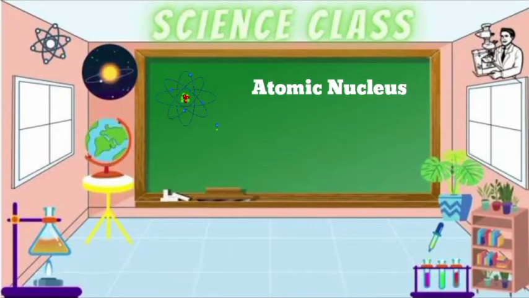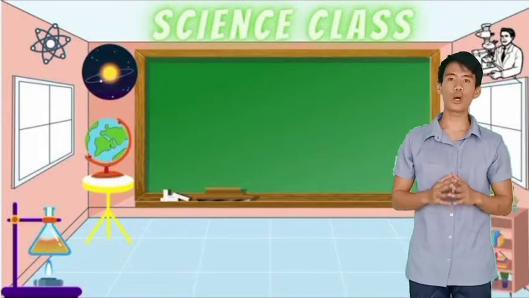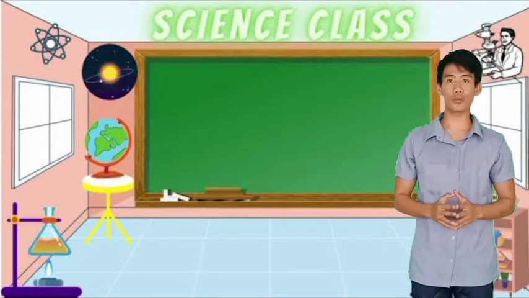The atomic nucleus was discovered in 1911 by Ernest Rutherford, and according to this, the nucleus is a small, dense region consisting of protons and neutrons at the center of an atom. The atomic nucleus is a bound quantum system, and so exists in different quantum states. These quantum states are characterized by energies and angular momentum. In this video lecture, we're going to tackle the different nuclear properties.